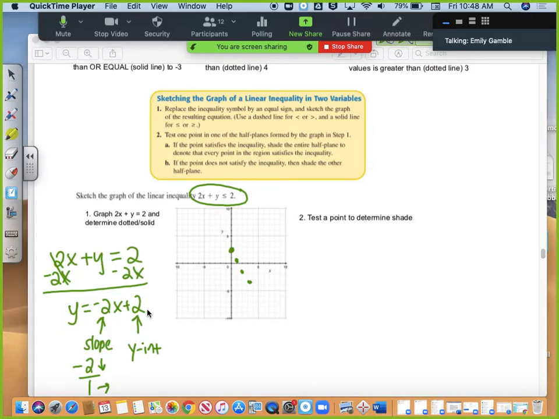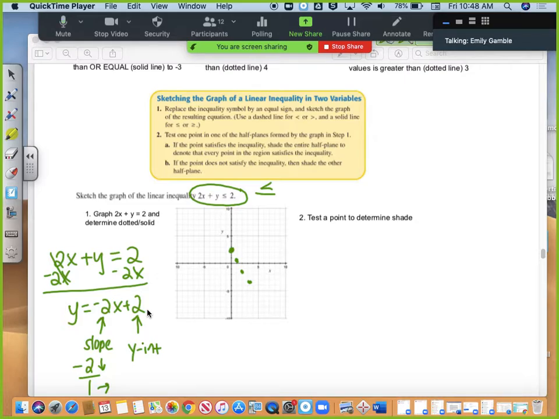Now that I have the points that I need, where you only really need 2 points, your next thing to do is determine if this is a solid line or a dotted line. And you determine that by looking at the symbol. The symbol is a less than or equal to symbol. Because it has that equal to part of it, it will be what type of line?